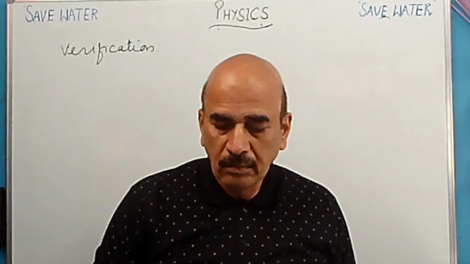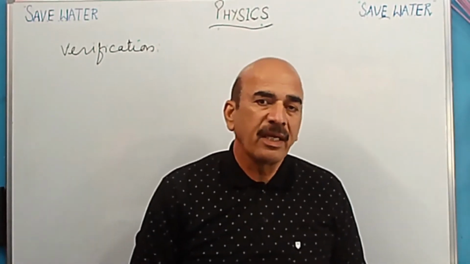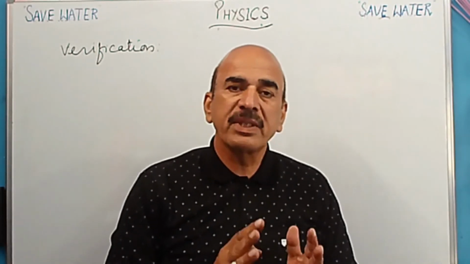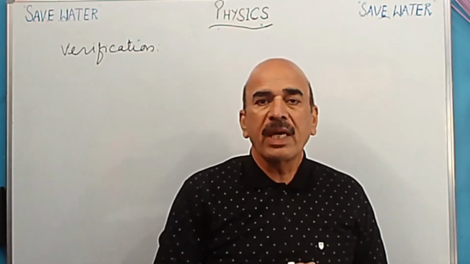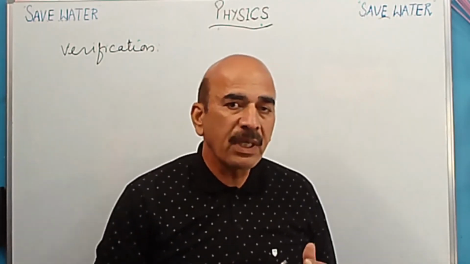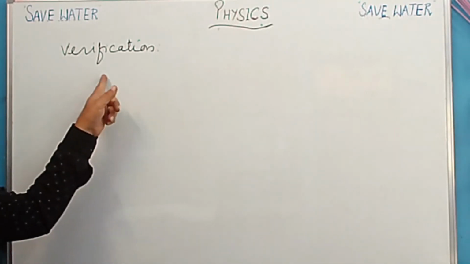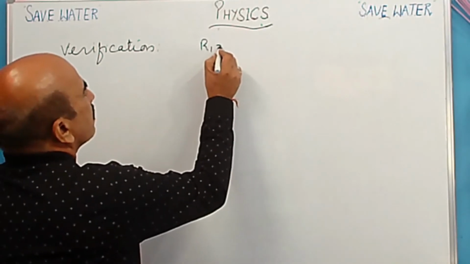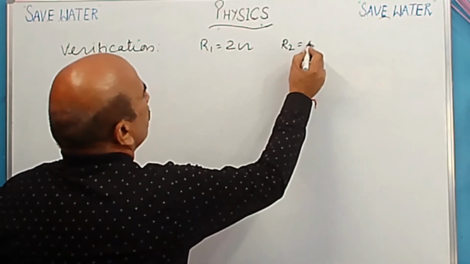Now we have done the experiment. After the experiment, the observations you have seen on paper, the same observation table you have to make in your notebook. Now we are going to do verification of whether our result is correct or not. So we will write the heading verification, and here the resistor R1 you used is 2 ohm and R2 is 5 ohm.